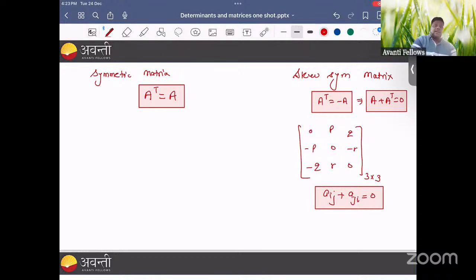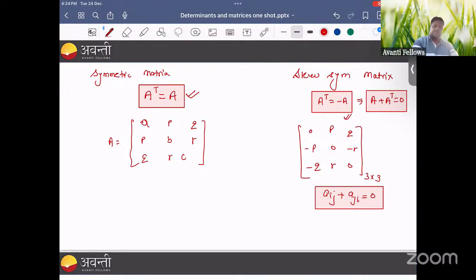Now, what is happening in a symmetric matrix? Conjugate entries are identical. If it is p, it is also p. If it is q, it is also q. If it is r, this is also r. Got it? So this is what we call a symmetric matrix. Now, very special thing: here A transpose is A, and there A transpose is minus A. Fair enough?